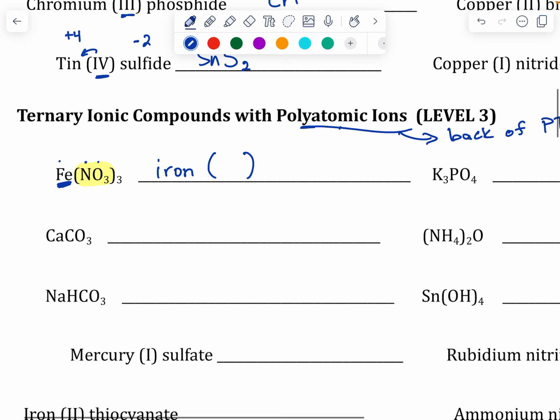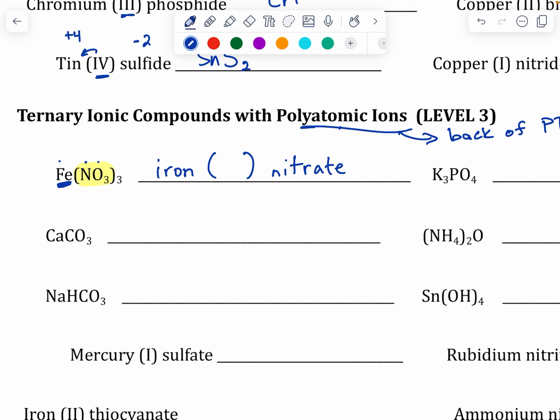And then the beauty of the polyatomics is that these groups have their own particular name. So this group is called nitrate when I have one nitrogen attached to three oxygens. So we don't have to do any name changing there. It already has a changed name.